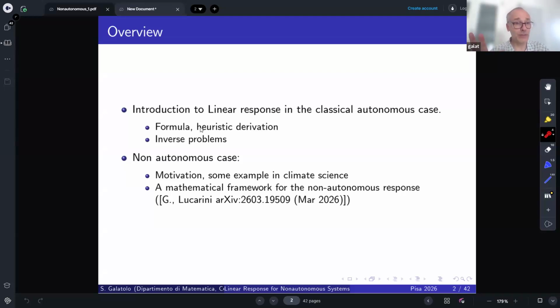So what I would like to do is first to introduce what is linear response, kind of a quite elementary introduction to say what is the problem we are considering. And so in the first part of the seminar, I will just speak about autonomous systems, what is linear response, and why it matters. Also because there are many inverse problems related to linear response, which are very important in the applications.